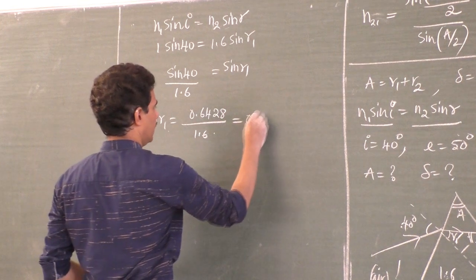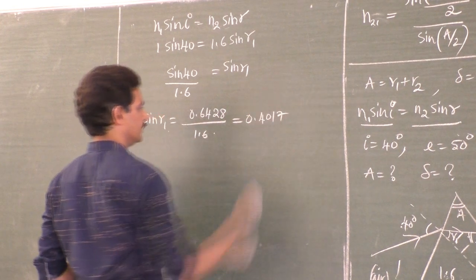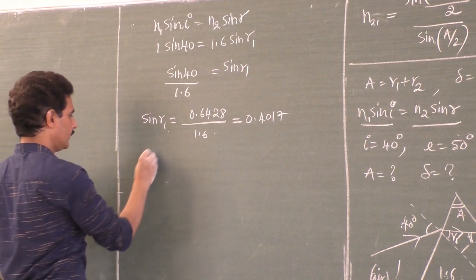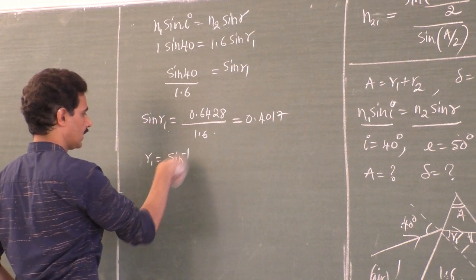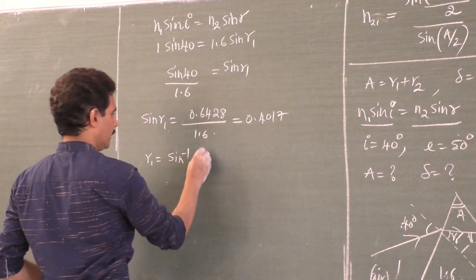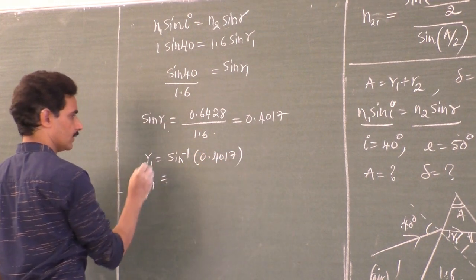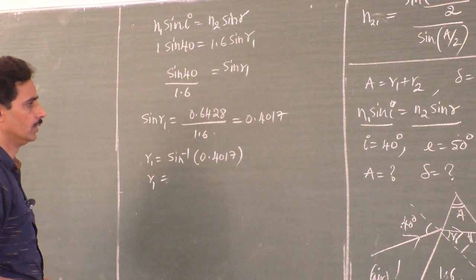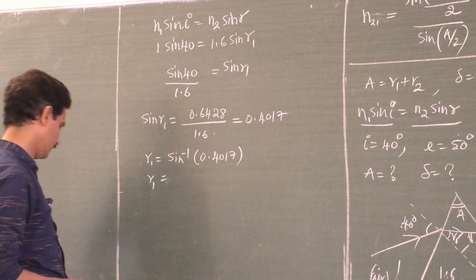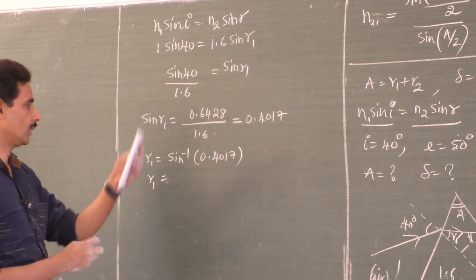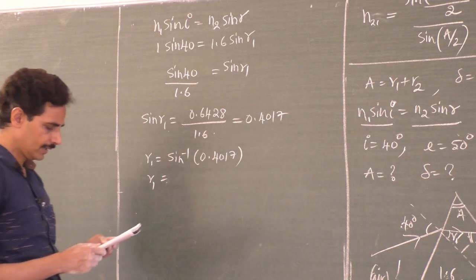I'll write 0.4017. What is R1? R1 is, you know, the method to write this one: sine inverse of 0.4017. You have to go in search of this number in the sine table, 0.4017, and the nearest number to that.